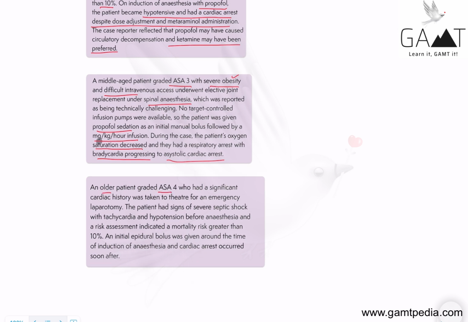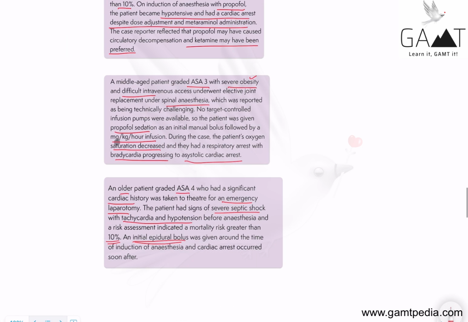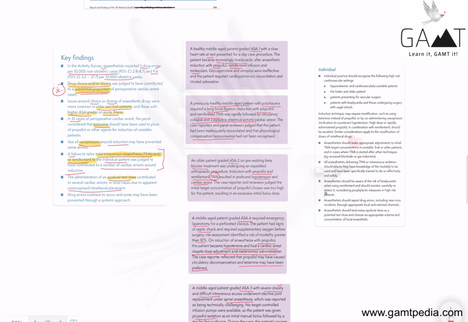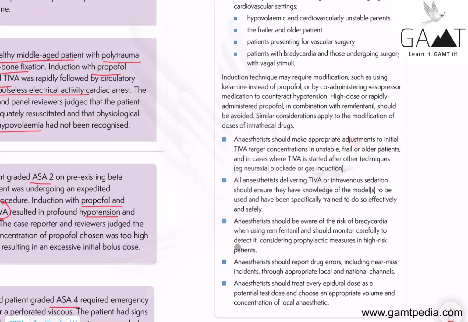An older patient, ASA 4, significant cardiac history, emergency laparotomy. Again, all the red flags are there already. Severe septic shock, tachycardia, and hypotension before anesthesia, with mortality risk of more than 10%. An initial epidural bolus, which definitely shouldn't be given, at the time of induction of anesthesia, and cardiac arrest occurs soon after. What else do you expect? There you go. So these case studies, most of it will be obvious, but it's a nice reminder for us to be conscious when selecting a dose and titrating the dose for any patient, especially the high risk group patients.